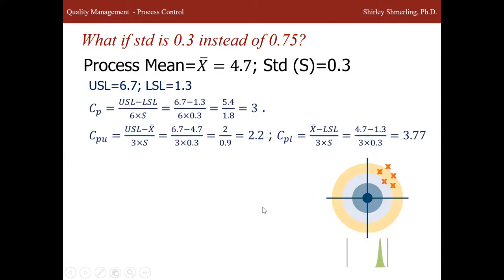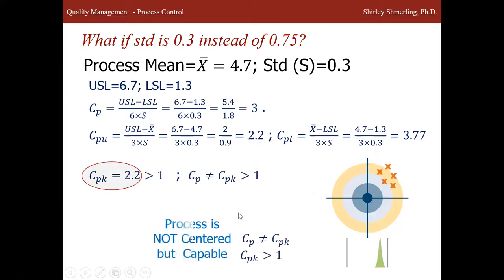Looking at the one side, because we do see visually that there was a shift, we're taking into account the different standard deviation. We're taking into account the mean of the process, which was 4.7. And in this case, the CPK is the worst case scenario, which is 2.2. It is greater than 1, so we know that the process is capable. However, we see that it's not centered because the capability index without the mean, CP, is 3, and that is not equal to the 2.2, which is the one-side index. So in this case, the 2.2 is what's determining the capability, and we will say that the process is not centered, but it is capable.